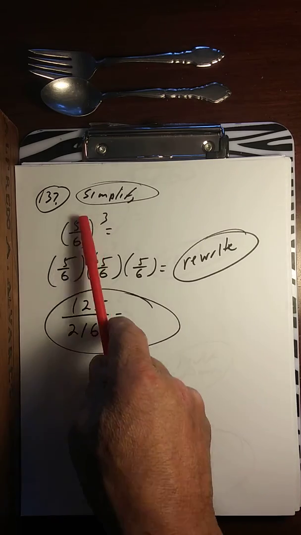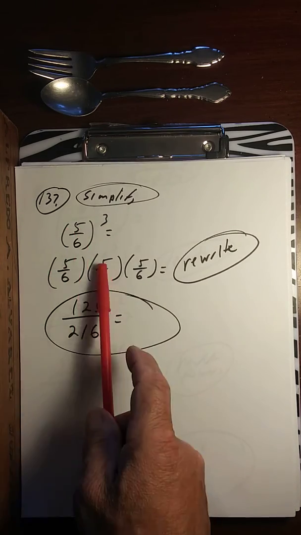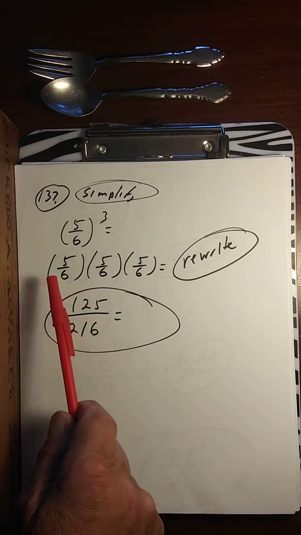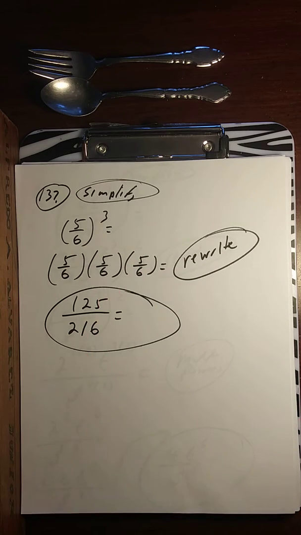Simplify this. 5 over 6 cubed means 5 over 6 times 5 over 6 times 5 over 6. Rewrite it. So now 5 times 5 times 5 is 125. 6 times 6 times 6 is 216.